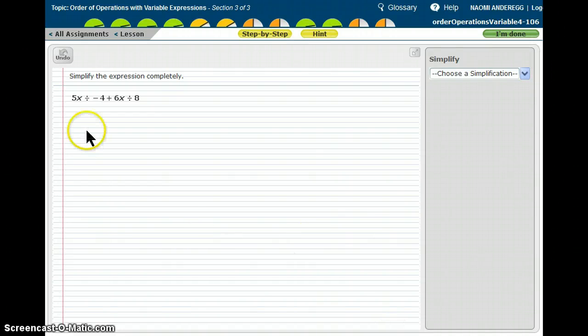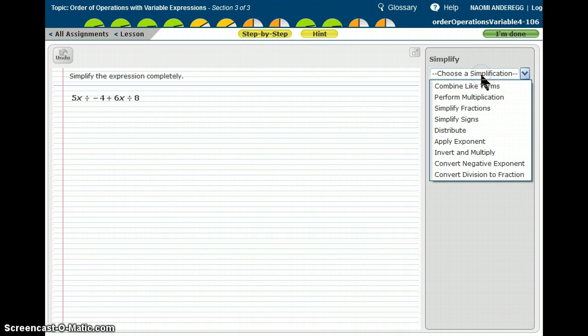I'm going to briefly go through this example of simplifying an expression in the Carnegie Learning System that we'll be using for this class. So quickly we have 5x divided by -4 plus 6x divided by 8. Order of operations, of course, is parentheses, then exponents, then multiplication and division, then addition and subtraction. So here we'd want to do our division first. And those aren't really numbers that divide well, but I'm going to go ahead and rewrite them as fractions.